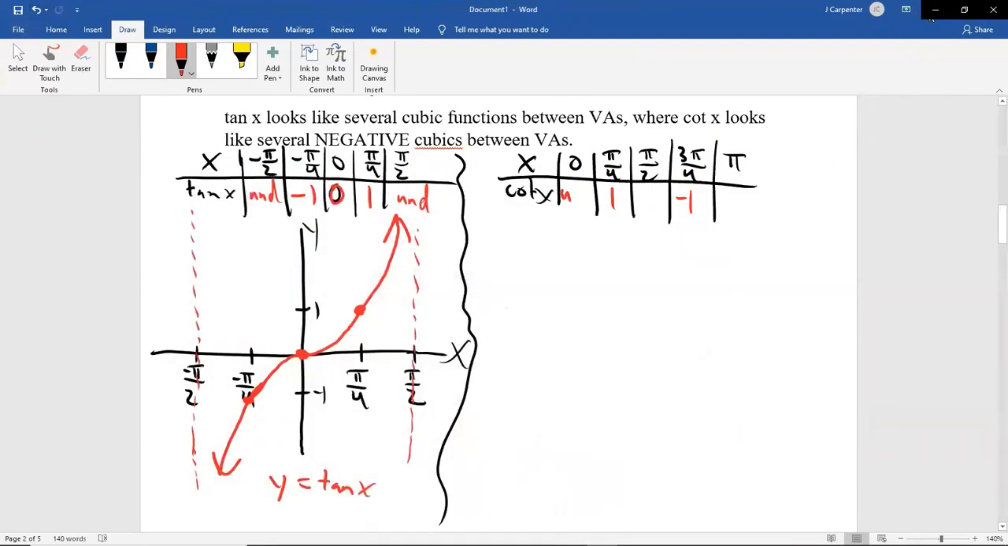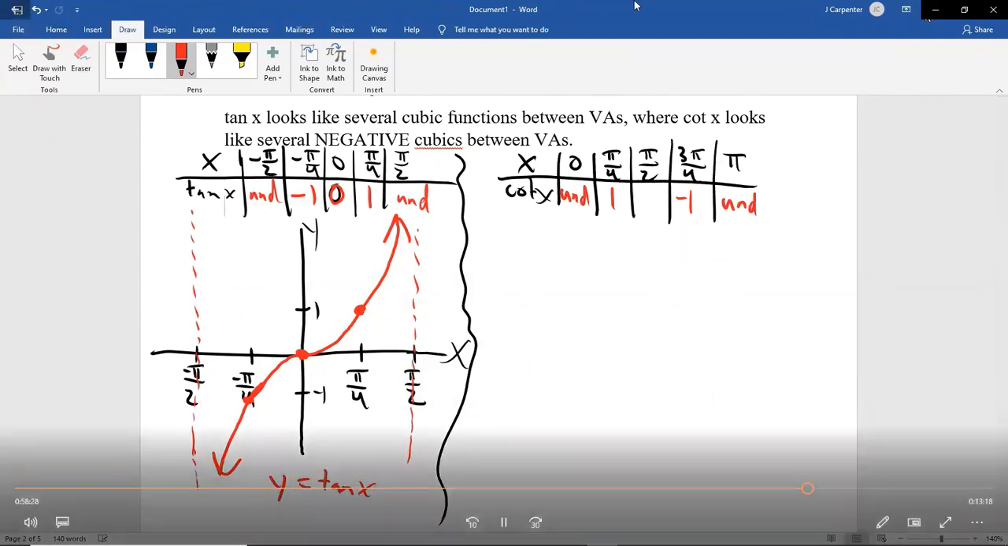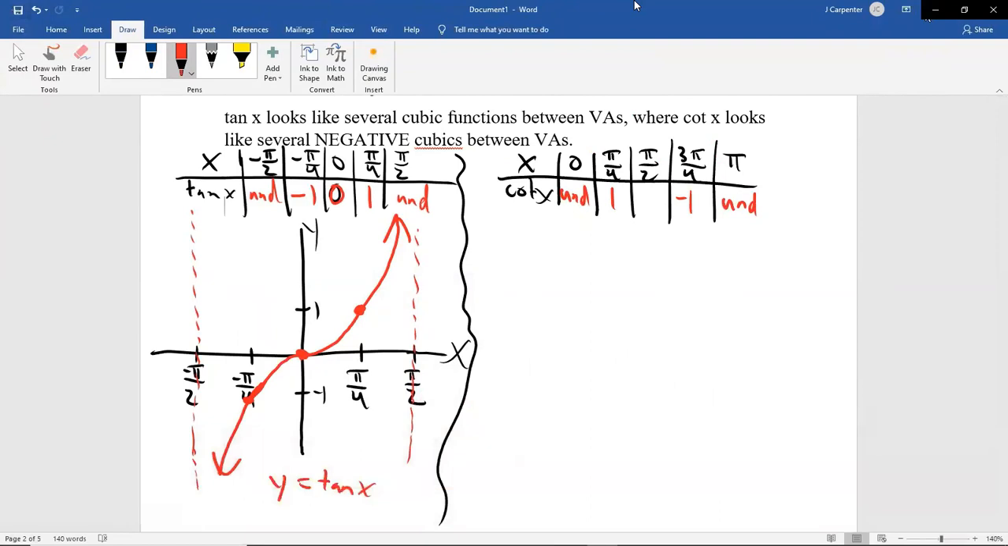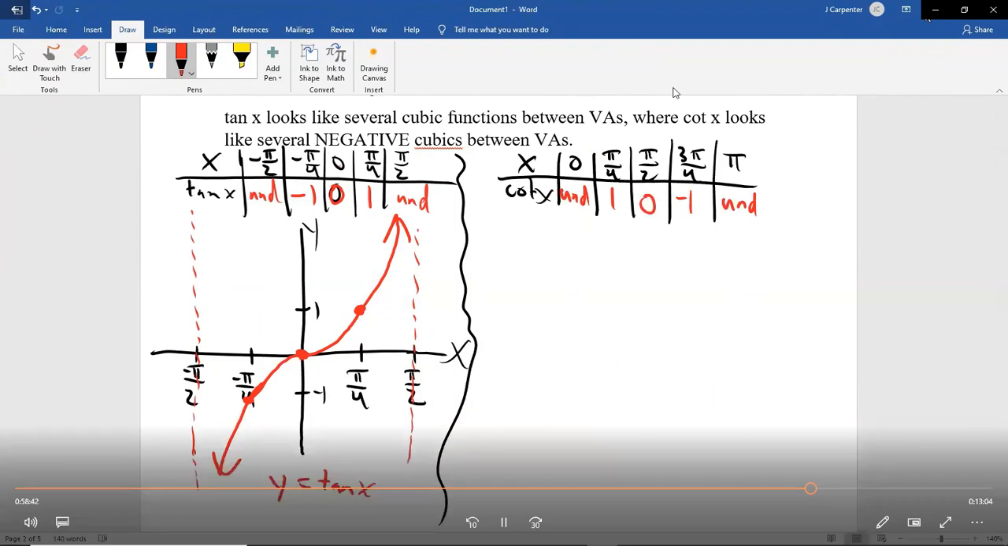So at 0, that's undefined. Pi is the same thing as 0 with periodic nature, so that's undefined. So the cotangent of pi over 2 should be flipping the tangent of pi over 2. Here's the tangent of pi over 2. I looked at the 0 by accident, that was on me again. It was undefined here, which means it's 0 here. We're flipping undefined, which is 0.